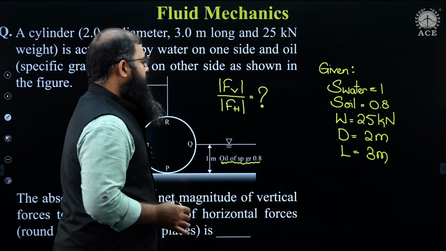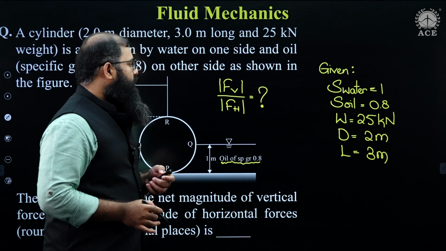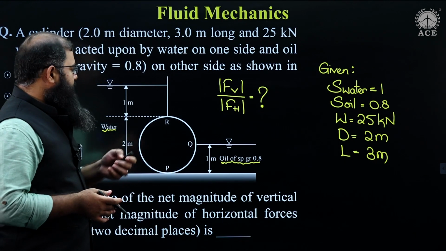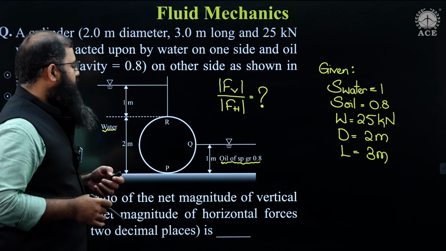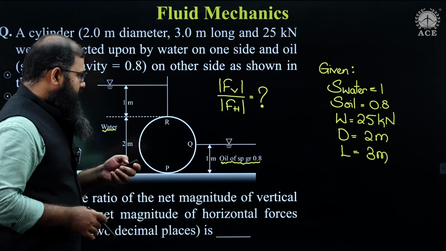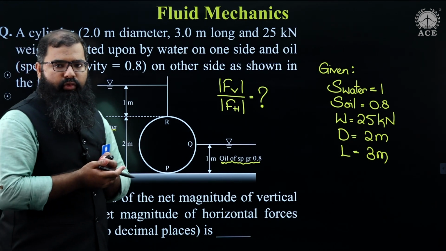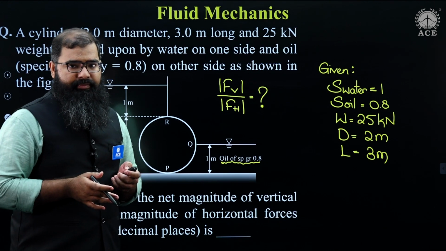All this is given. We are supposed to find out this value of vertical force by horizontal force in magnitude is equal to how much? Let us start. First of all, I will start with horizontal forces. They are relatively easy to calculate, right?